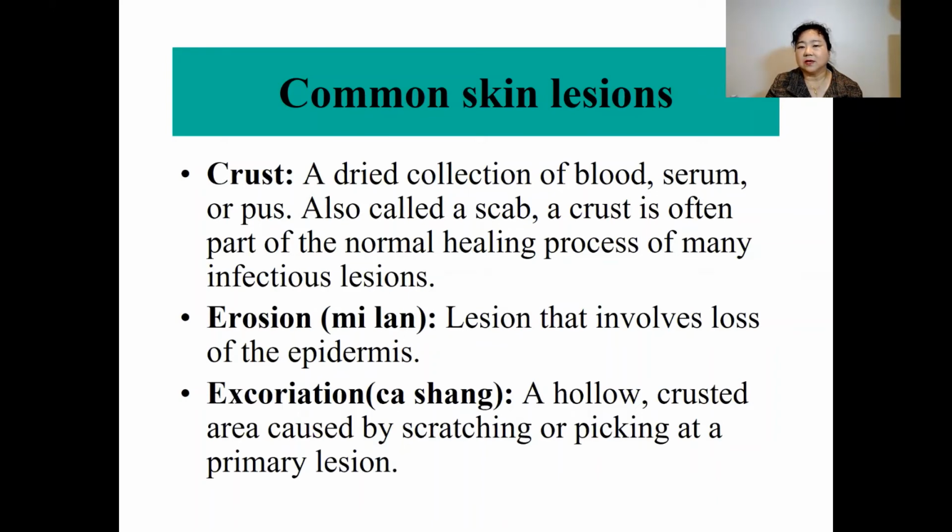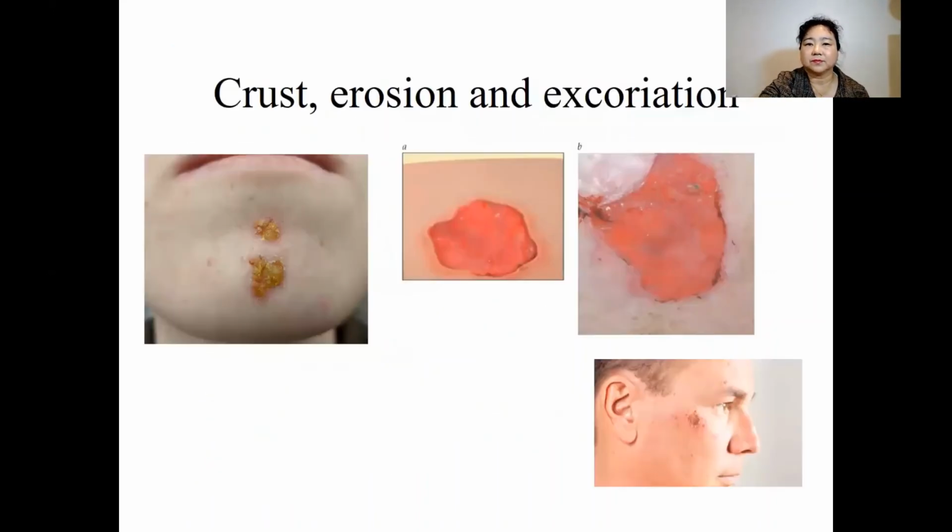Excoriation is a hollow crusted area caused by scratching or picking at a primary lesion. Here are some pictures about crust, erosion, and excoriation.